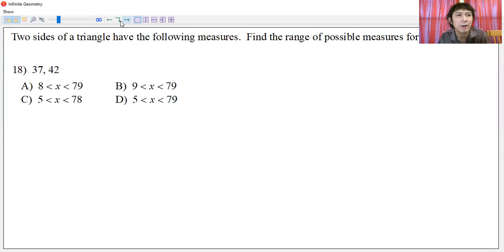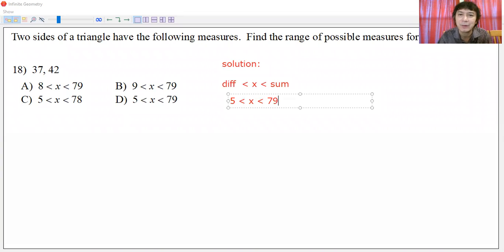Here's number 18. Two sides of a triangle have the following measures. Find the range of possible measures for the third side. The two numbers are 37 and 42. So we only need to get the upper and lower limit. For our solution, we have the difference over here, our variable, and then the sum is over there. The difference is, how much is that? 7? Oh, no. That must be about 5. The difference is 5. So 5, and then we have x, and the upper limit looks like 79.